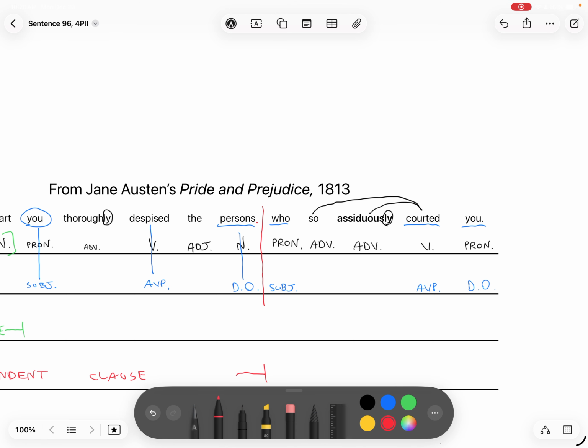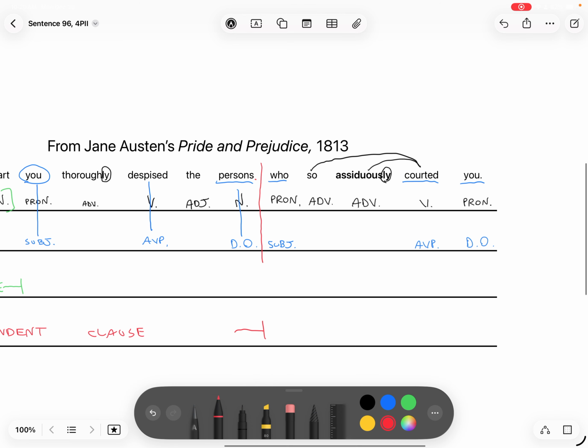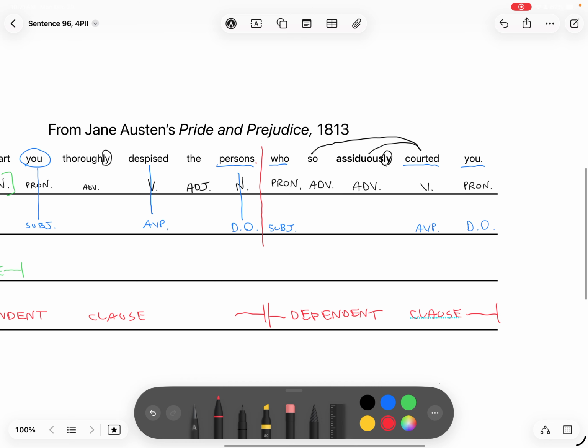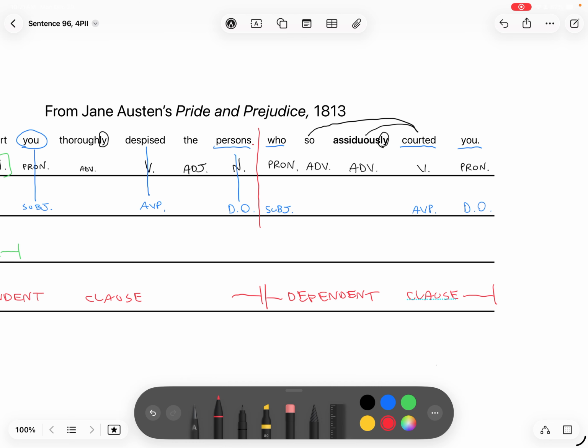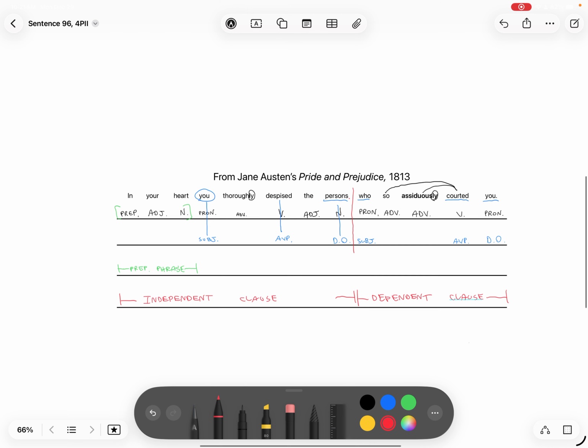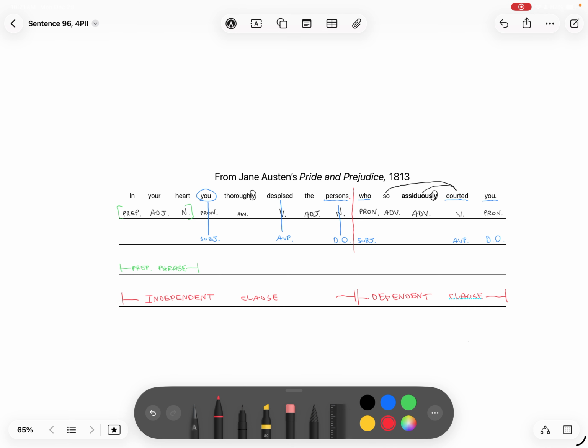Now that definitely does not make sense on its own. We can't just say, who so assiduously courted you? We cannot say that. It makes no sense. So that means this must be a dependent clause. So the remainder of our sentence, right here, must be a dependent clause because it does not have a complete idea. Now it does have a complete set of subject, predicate, and DO, but the idea it expresses is not complete on its own.